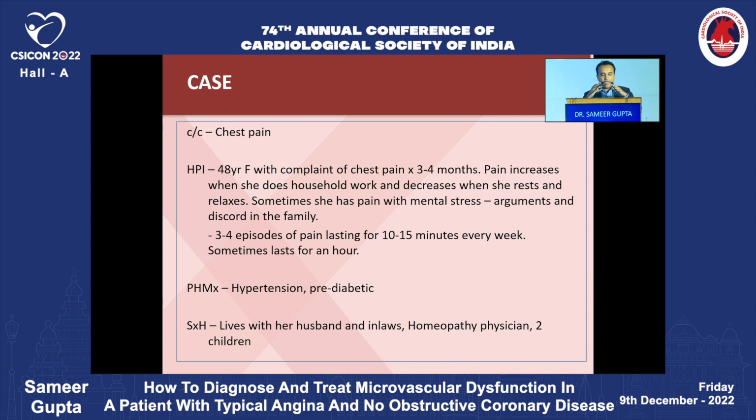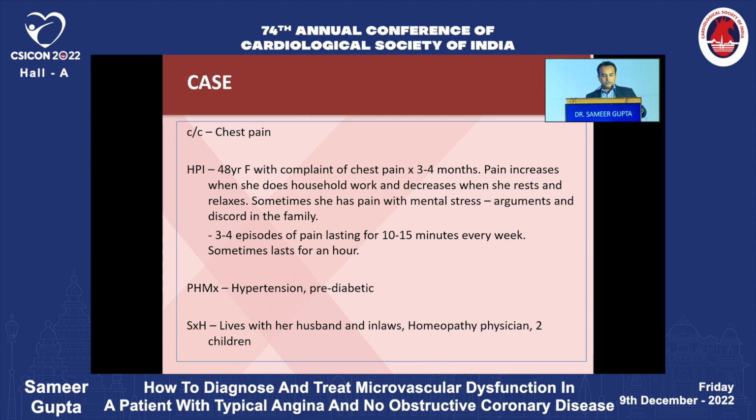So this is a 48-year-old female. She comes with complaints of chest pain for the last 3 to 4 months. The pain increases when she does household work and decreases when she rests and relaxes. Sometimes she even has pain with mental stress, with arguments in the family, some family discord. And she has about 3 to 4 episodes of pain lasting for about 10 to 15 minutes every week. Sometimes they last even longer, up to an hour.